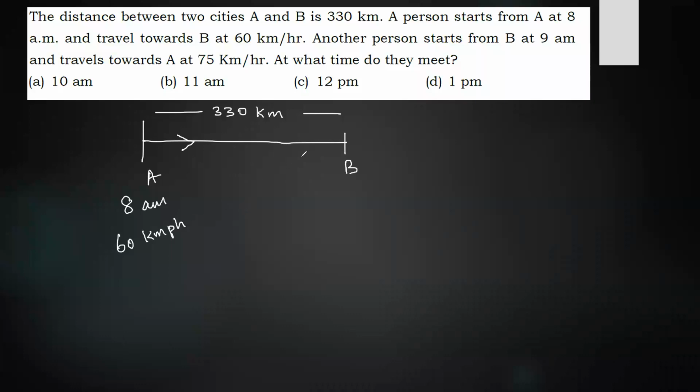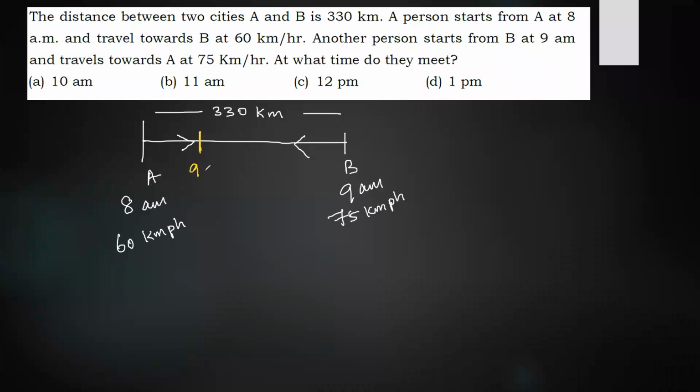Another person starts from B at 9 a.m. towards A at 75 kilometers per hour. So here the time differs, right? First you need to make the time the same. Person B starts at 9 a.m. only, so until then person A travels for 1 hour.